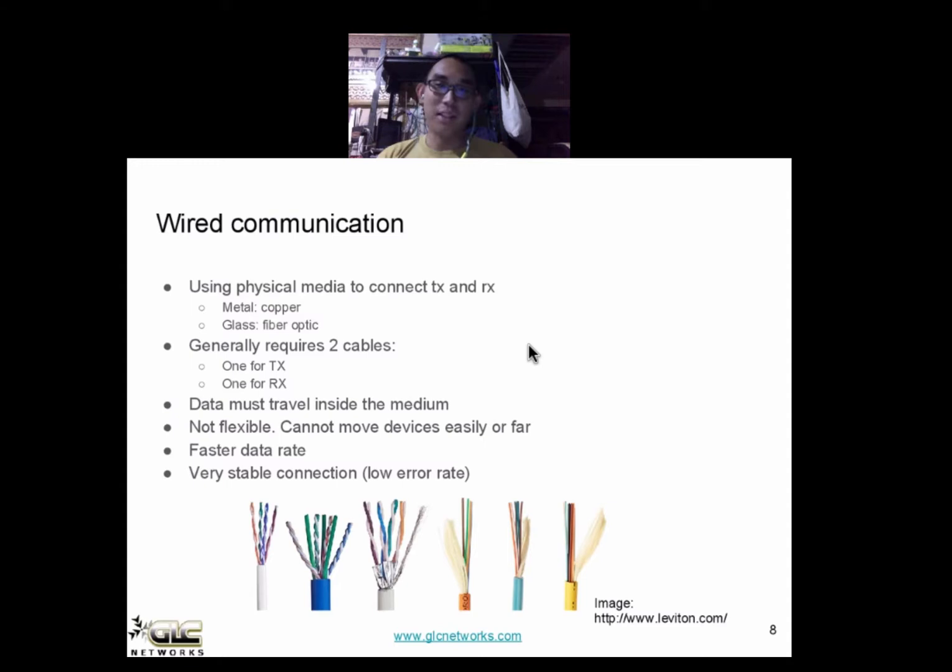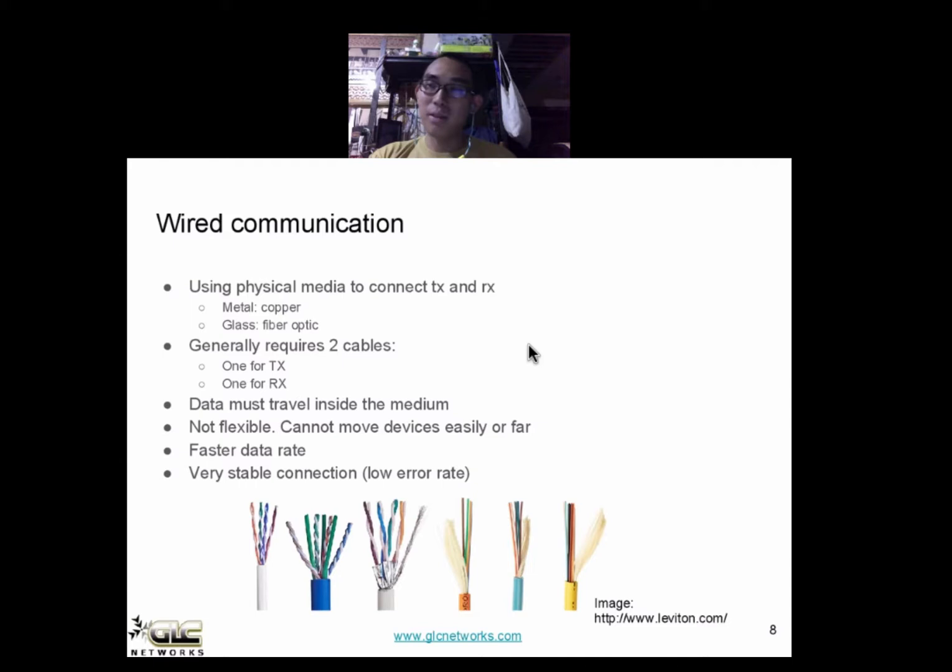We usually use metal as the medium, and among the various kinds of metal we use copper. Why copper? Because the conductivity is good and the price is cheap. Well, we can use gold as the medium, but I don't think it can last long. People will steal it. So copper is the most common medium for wired communications because it's cheap. The next common medium is glass, for example fiber optic. It's getting cheaper and cheaper as time goes by.